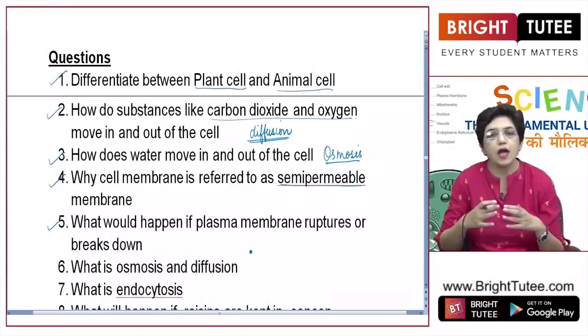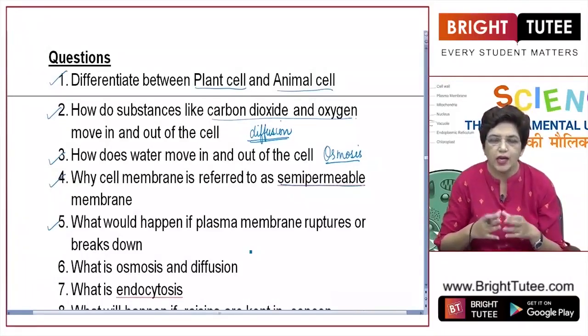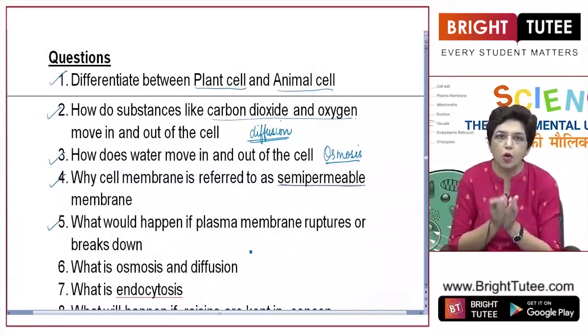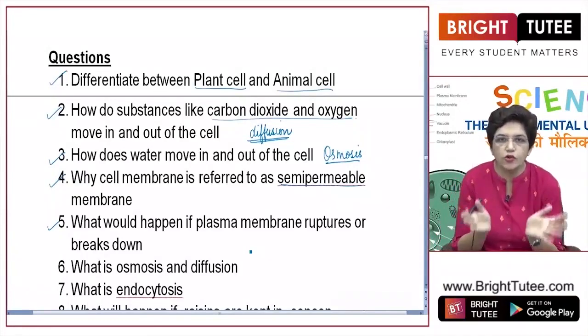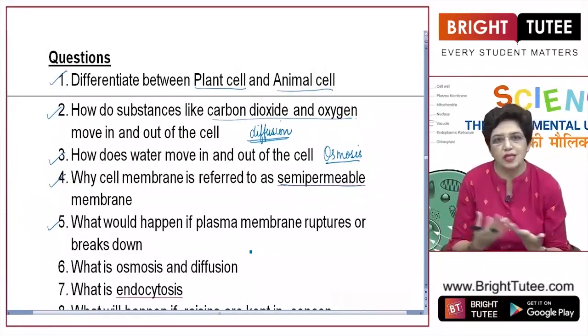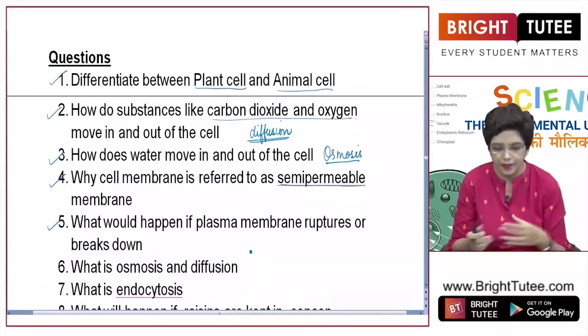Next question, what would happen if plasma membrane ruptures or breaks down? Plasma membrane is the outermost covering of the cell. It maintains a definite chemical composition inside the cell. Once it ruptures, the cell will lose its constant chemical composition. So the cell will ultimately die.